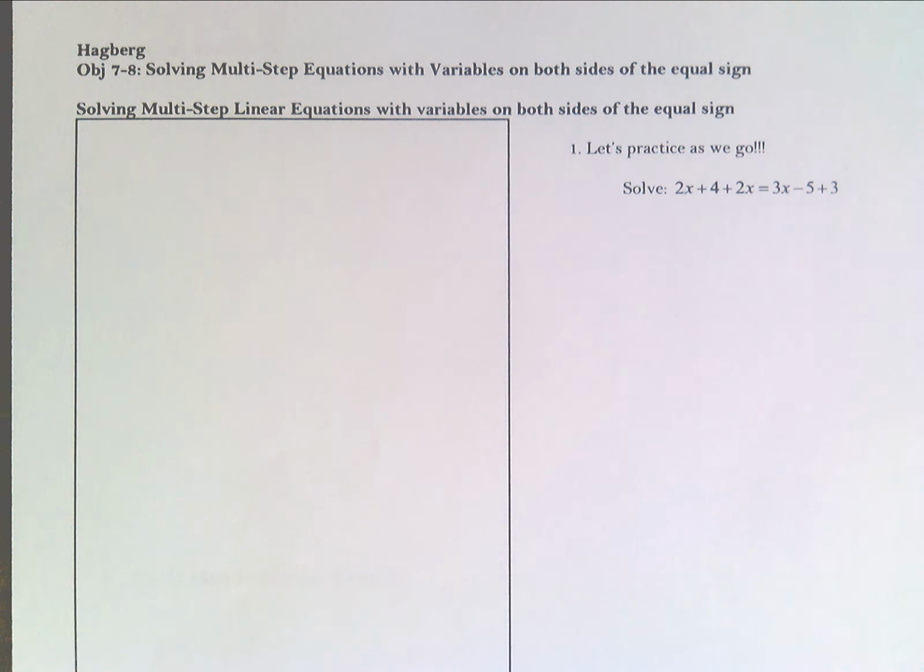All right, here we go with our second to last objective of the unit, which is objective 7 and 8, solving multi-step equations with variables on both sides of the equal sign.